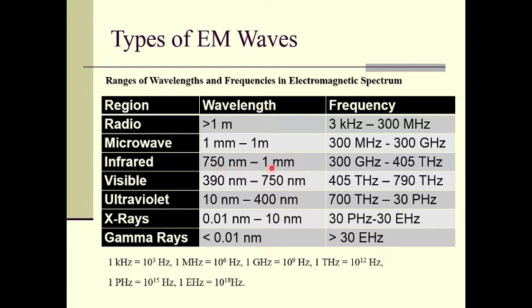Infrared falls in the frequency range of 300 gigahertz to 405 terahertz, and its wavelength falls in the region 750 nanometer to 1 millimeter. Visible radiation, or light that we can see with our eyes, falls in the frequency range of 405 terahertz to 790 terahertz, and its wavelength falls in the range of 390 nanometer to 750 nanometer. Ultraviolet radiation, the radiation at lower wavelengths than the violet color in the visible spectrum, has wavelengths of 10 nanometer to 400 nanometer, and a frequency of the order of 700 terahertz to 30 petahertz.